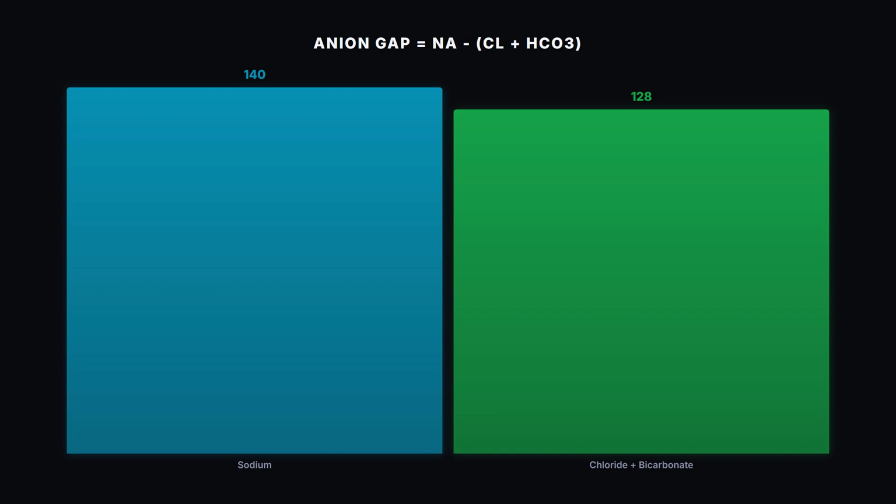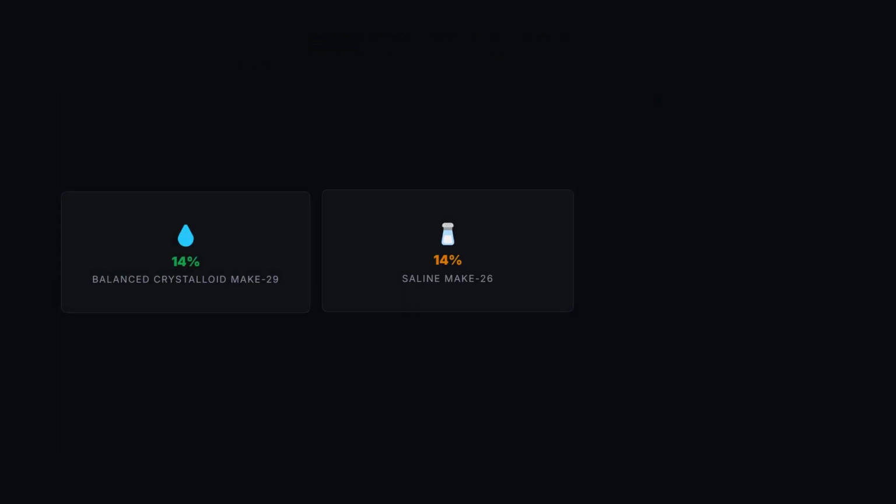Fluid choice is itself an electrolyte decision. The SMART trial, Semler and colleagues, New England Journal 2018, randomized over 15,000 critically ill adults and found balanced crystalloids reduced 30-day major adverse kidney events to 14.3% versus 15.4% with saline, a number needed to treat of 94, with the benefit concentrated in sepsis and larger fluid volumes.